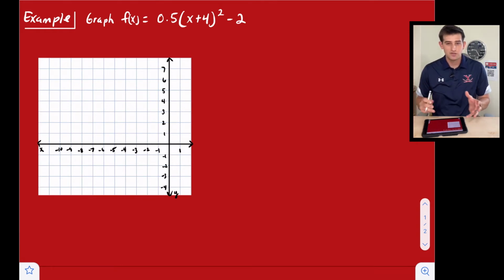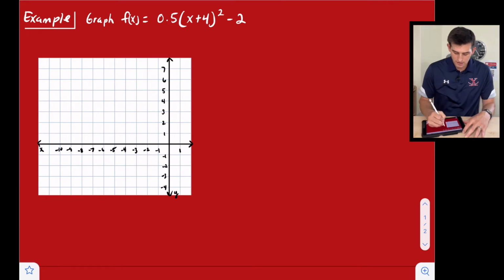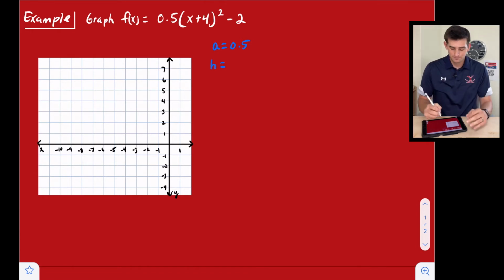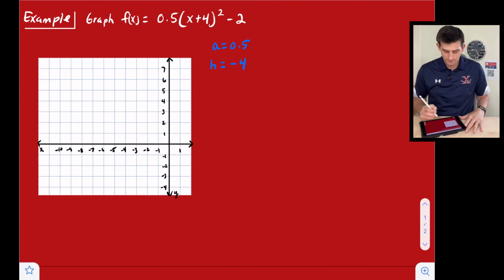So the first thing we should do is identify our constants here. So what is a? Well, a is 0.5. What is h? Okay, right now it looks like plus 4, but remember, this starts off as x minus h. So in order for this to become plus 4, h was actually a negative 4, right? Because x minus negative 4 becomes x plus 4. And we have a k value of negative 2.